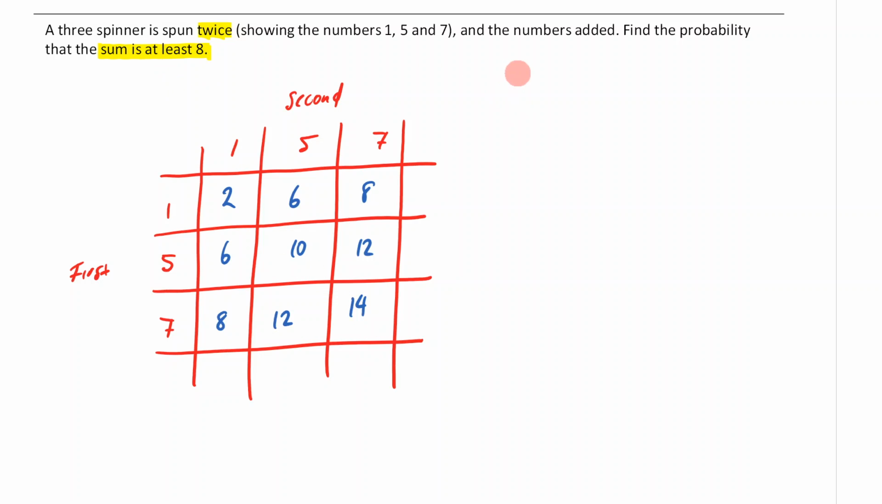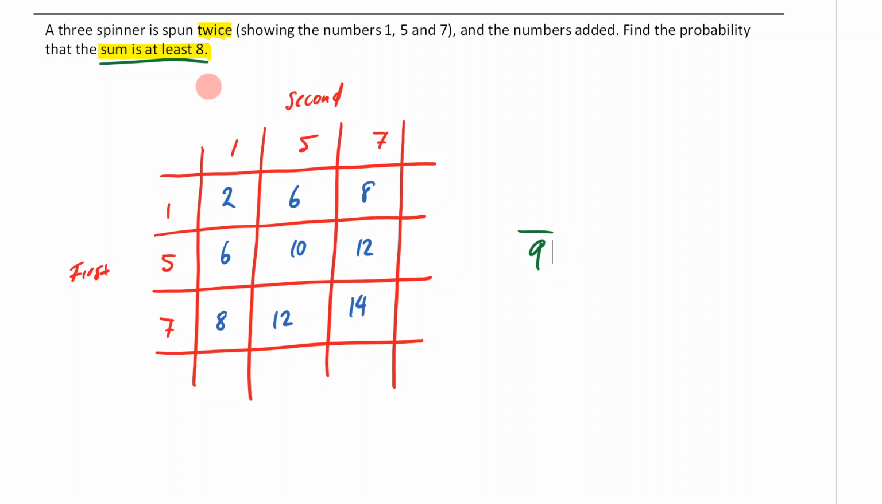Okay, then it says the probability that the sum is at least 8. At least 8. Okay, when we're figuring out what this probability is going to be, the first thing we can do is just think about our fraction, and our denominator is obviously just going to be all the possible outcomes, and that's 3 by 3, which is 9. So that's nice and easy.